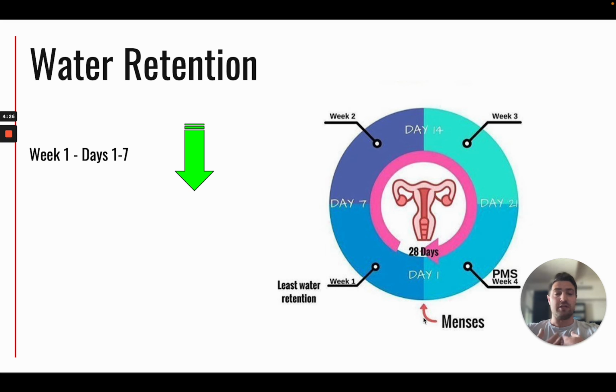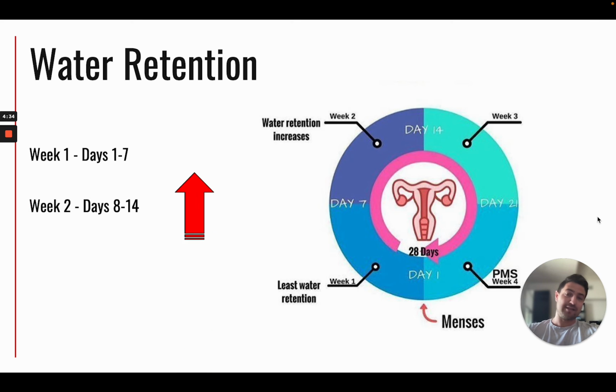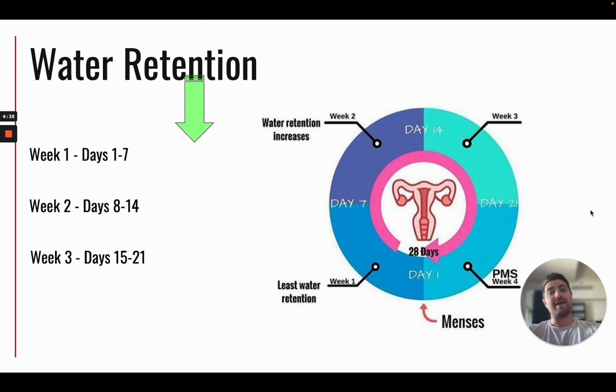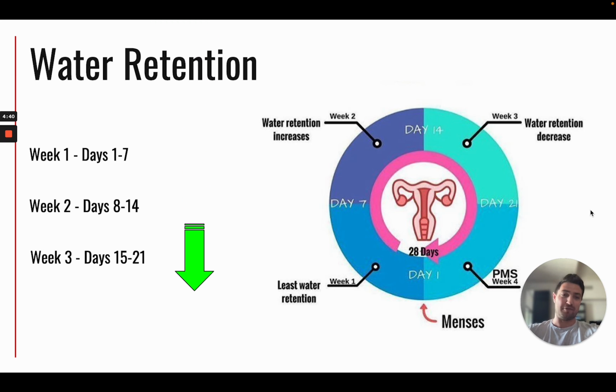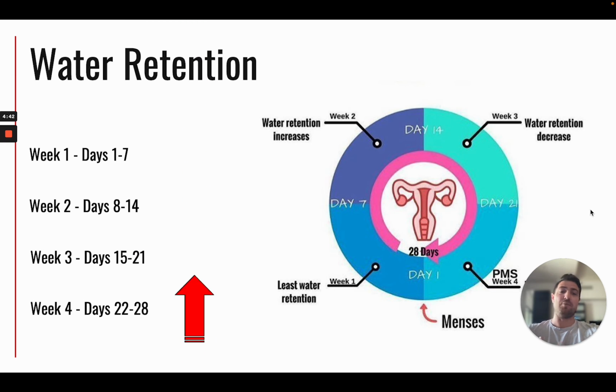So as your body sheds blood and tissue, it also releases water, and so your water retention is lower here. Then to counteract it, your water retention goes up in week 2, and then back down in week 3, and then finally back up in week 4, which is your PMS week. So as you can see, it changes every other week.